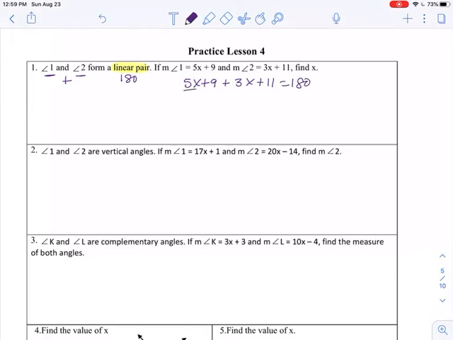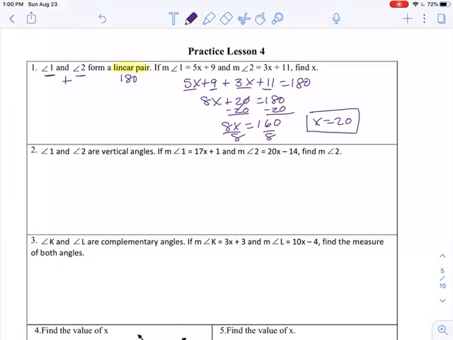Now I'm solving for x. These are like terms that are on the same side, so I'm just going to add them together. 5x plus 3x is 8x. 9 plus 11 is 20. I'm solving for x, so I'm going to subtract 20 because I want to get the x by itself. 180 minus 20 is 160, and then I divide by 8, and x equals 20. Now in this one, all I have to do is find x, so that's it, I'm done. Sometimes they might ask you to find the angle, so you would have to go back and substitute.